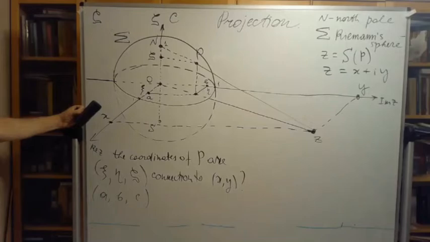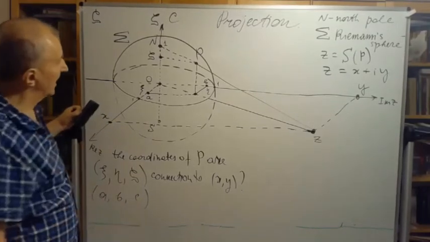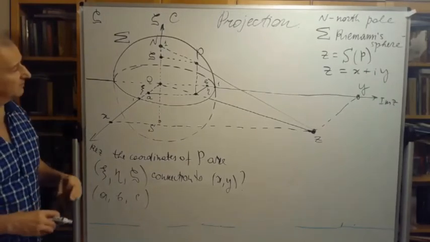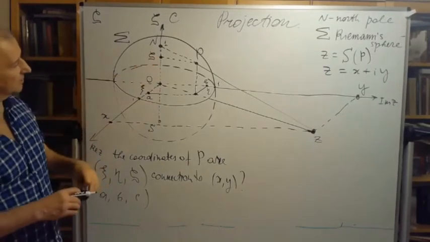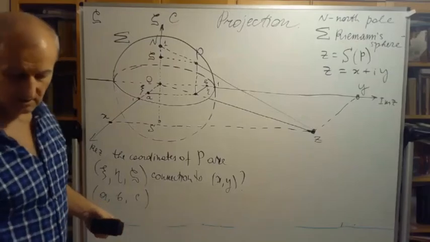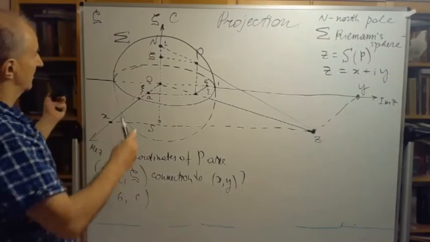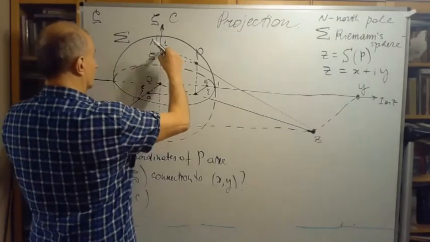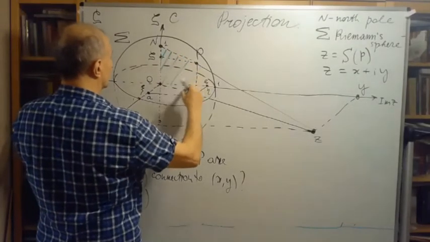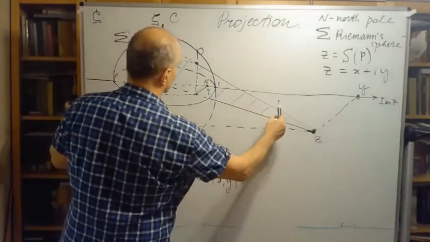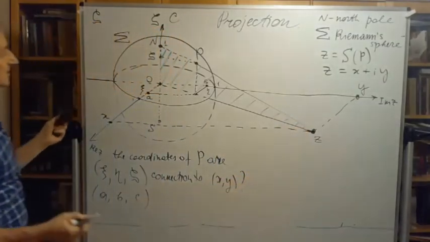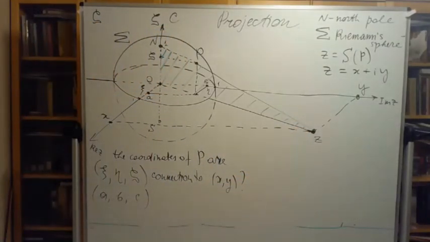I will repeat this picture, maybe to a smaller scale, but I will make a flat picture of the cross section of this by this plane, cross section of the picture by this plane passing through the North Pole, through the origin and point Z. It will be much more convenient for our consideration.